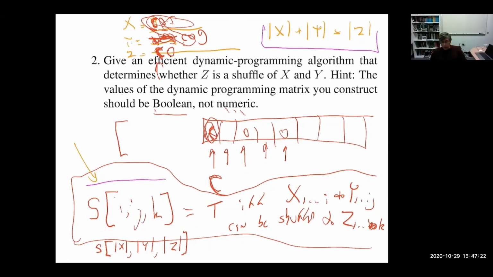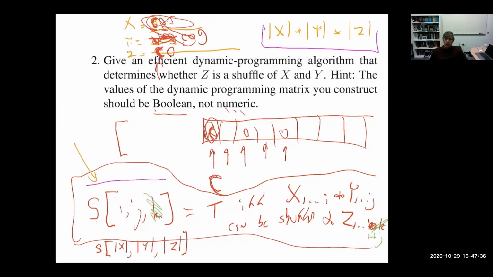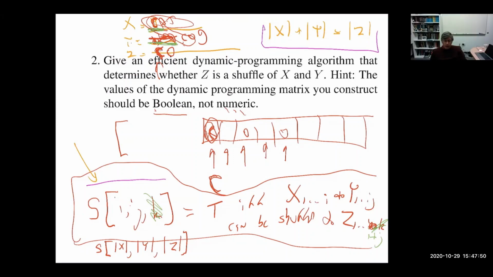What am I going to do to change it? What if I get rid of this K and I instead say that K over here equals I plus J? Does everybody see that what I really want to know is, can the first I characters of X and the first J characters of Y be shuffled into the first I plus J characters of Z?